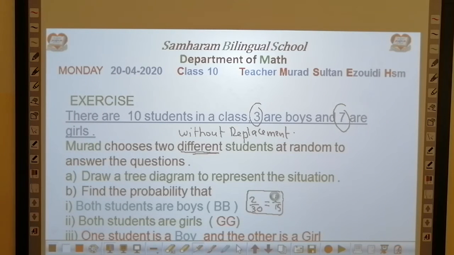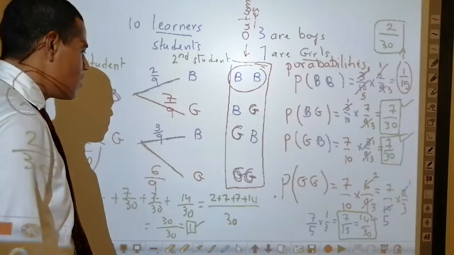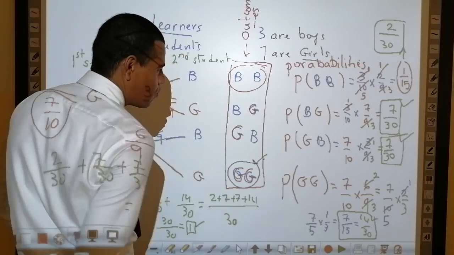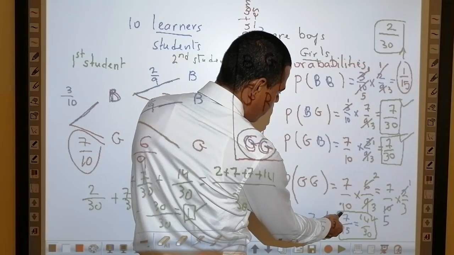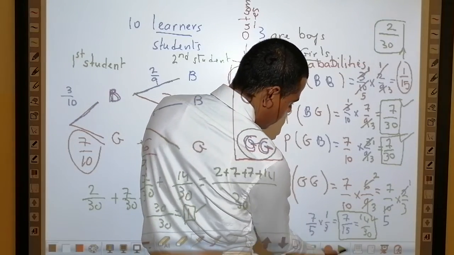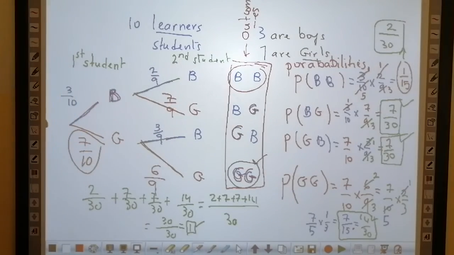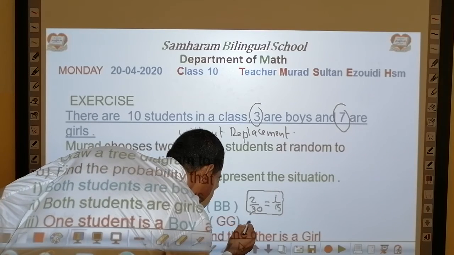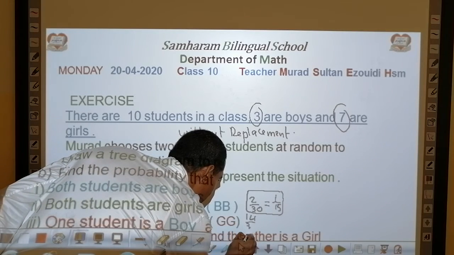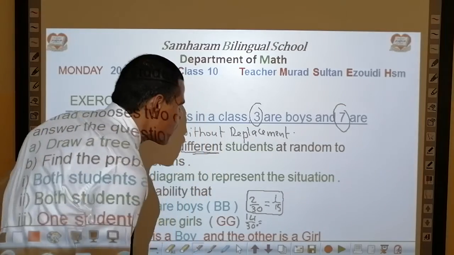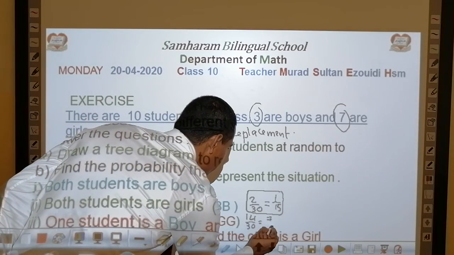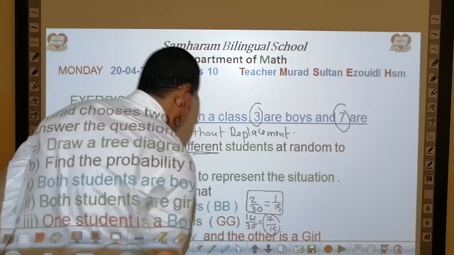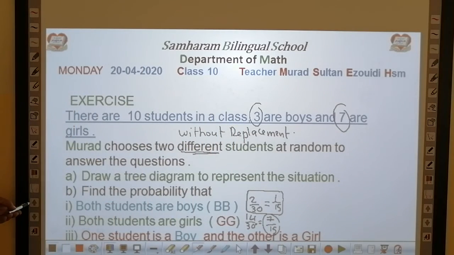Both students are girls. I will consider this one. It will be 7 divided by 10 multiplied by 6 over 9, which gives 14 over 30. Or 7 divided by 15. Both of these are the same, equivalent fractions.